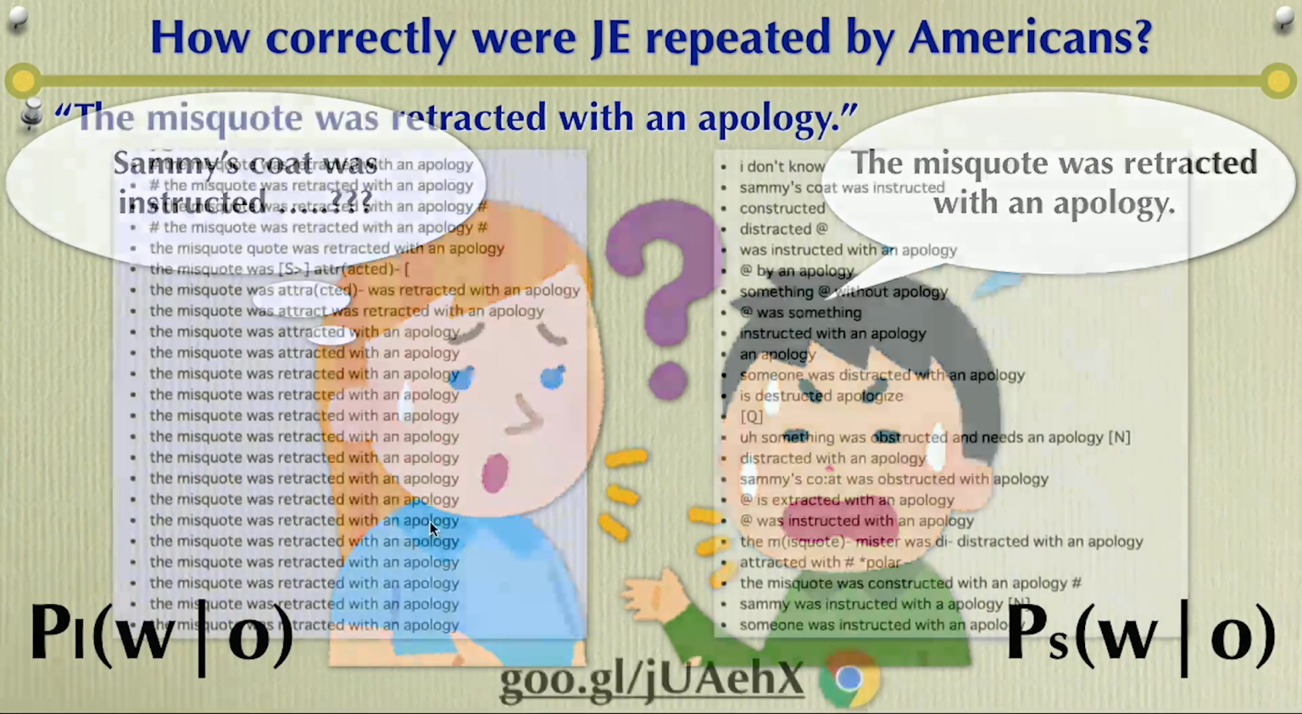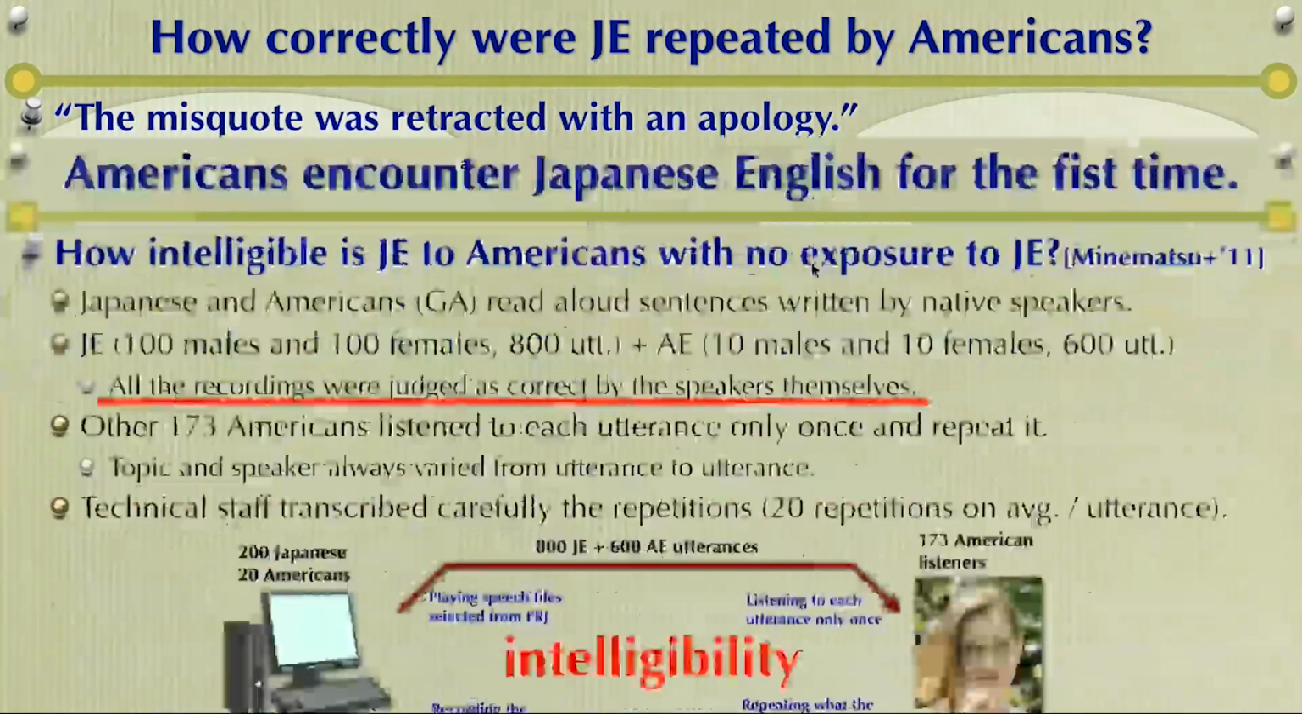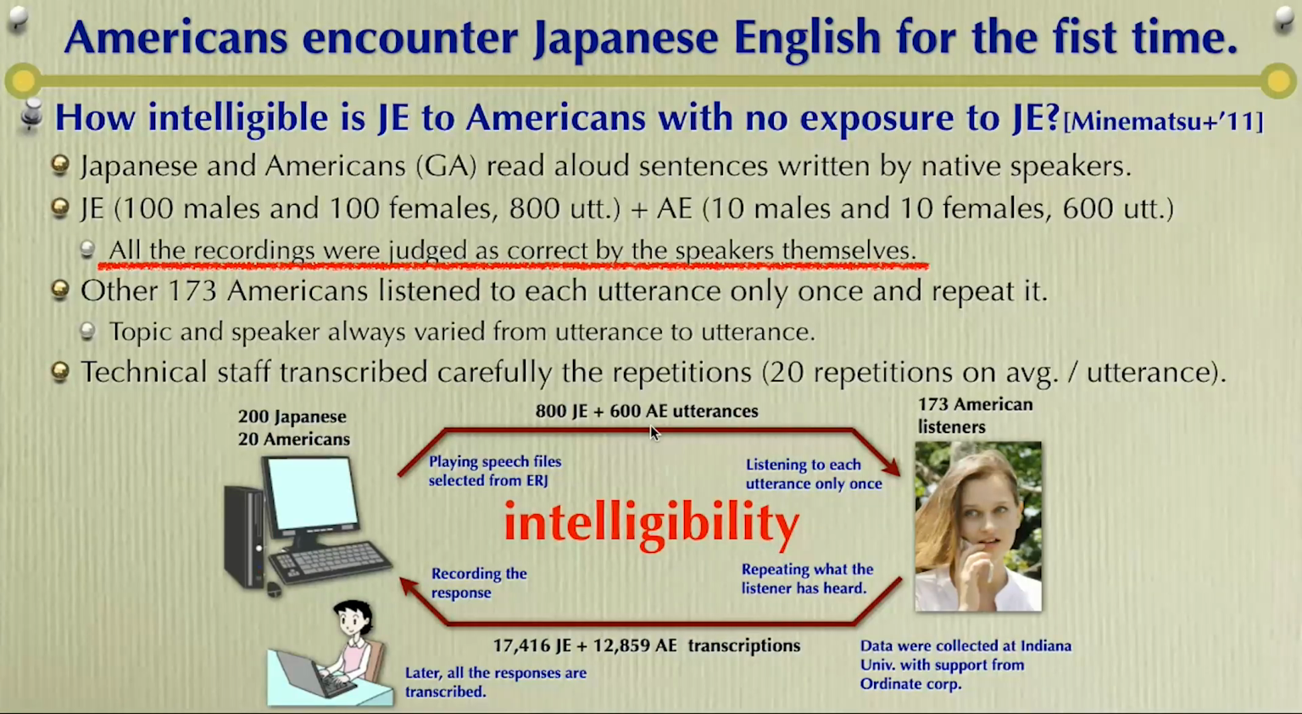So how to build this? The naive approach is to collect this data, but the collection is very difficult and time-consuming. In our case, we presented 800 Japanese English utterances and 600 American English utterances to American people. That project took 2 years. This is not good; one problem is scalability, it is difficult to scale up.